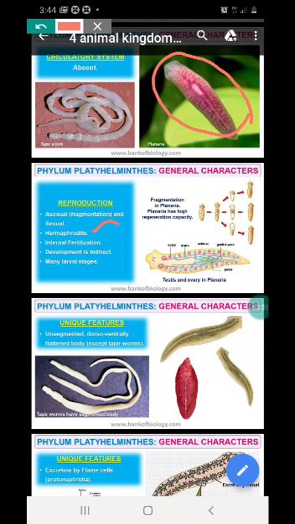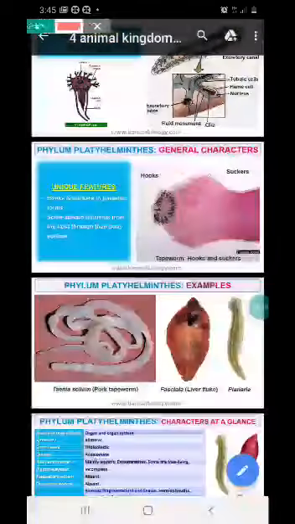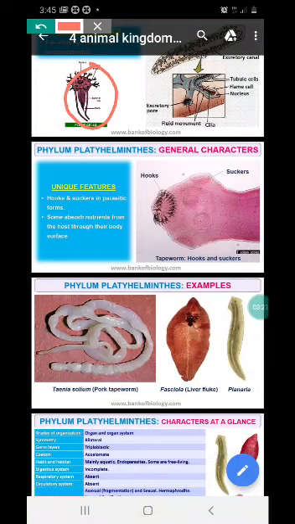About the unique feature of these organisms, they are called Platyhelminthes, which means flatworms. That is, the body is dorsiventrally flattened. Dorsiventrally flattened, okay. And excretion is by a special type of cells called flame cells. Flame cells, okay.